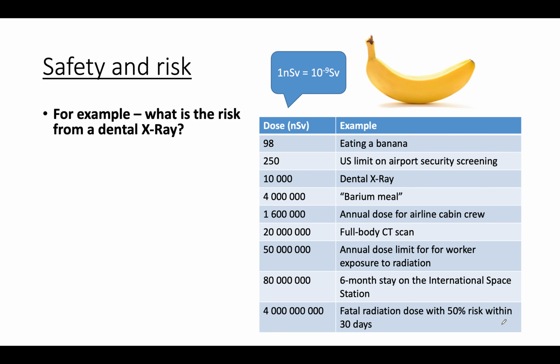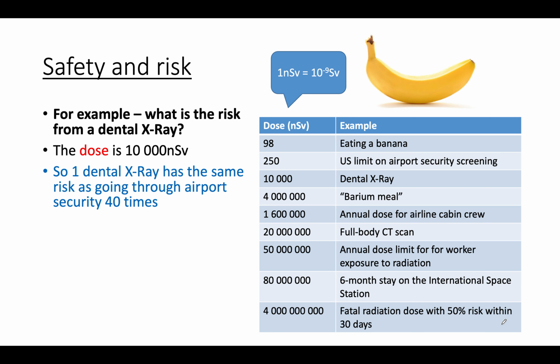So for example, what is the risk from a dental X-ray? We can look at the table of information there, and we can see that the dose from a dental X-ray is 10,000 nanosieverts. Okay, so let's compare that to something else. If we compare that to airport security screening, that's got a dose of 250 nanosieverts. So if you divide 250 into 10,000, we would say that one dental X-ray is the same risk as going through airport security 40 times.